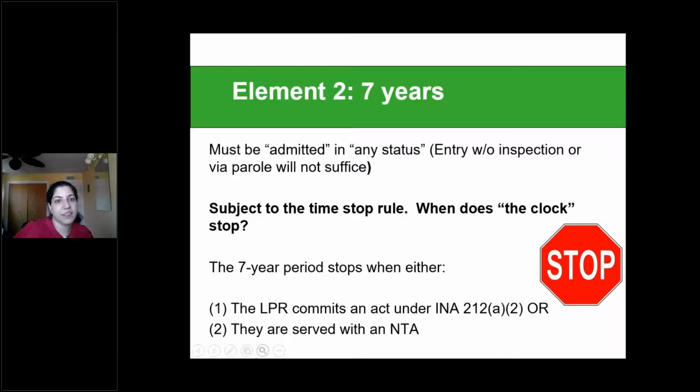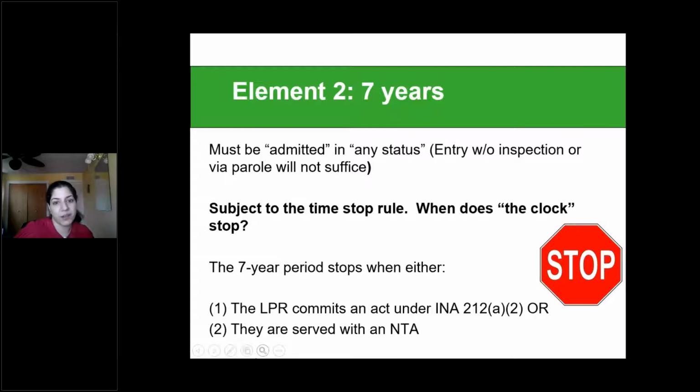The 7 years is subject to the stop time rule, and when the clock stops is the subject of a quite recent Supreme Court decision, the Barton v. Barr decision, that some of you guys may have seen. And we're going to break that down a little bit as to what that means.